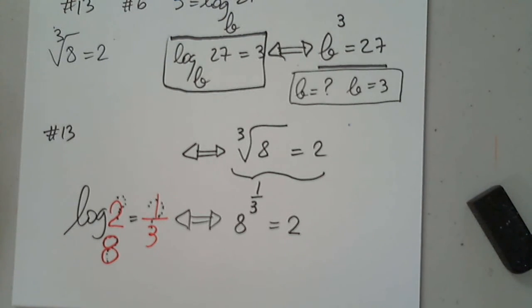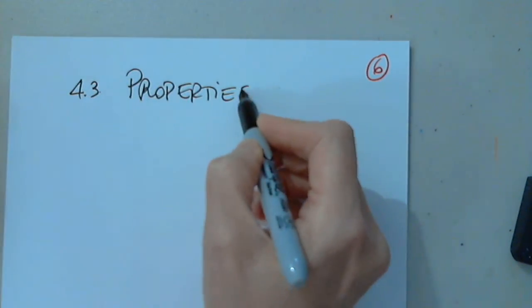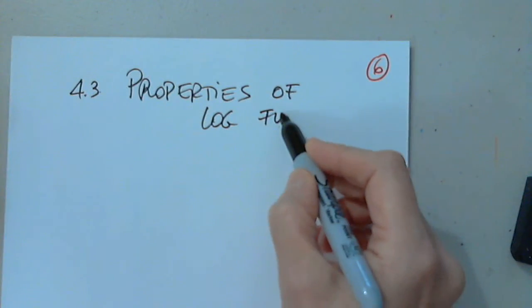Okay, so let's quickly browse through. We can read from graphs. We looked at a transformation. We look at domain. These properties will be discussed right now in 4.3. Okay, so we're going to get to those. The next section, which page am I on? 6. Okay. 4.3. Properties of log functions.